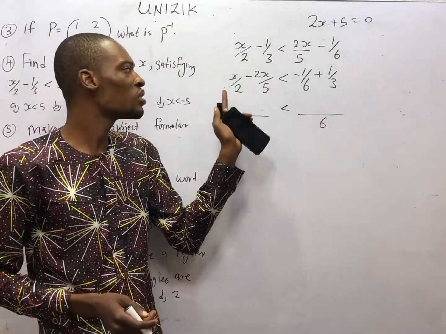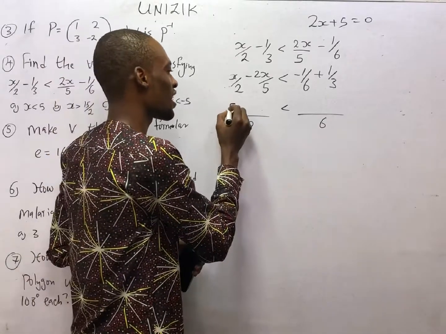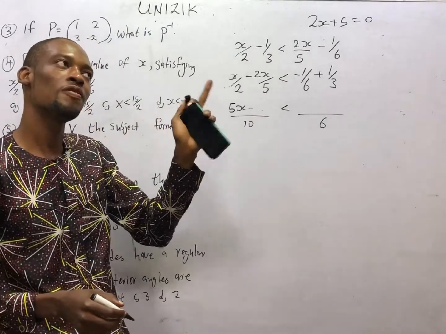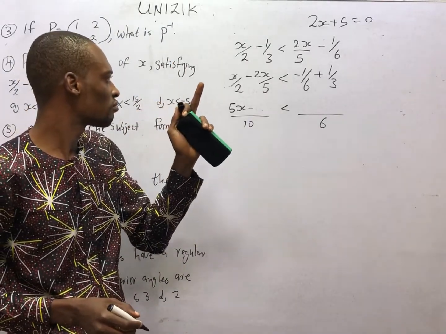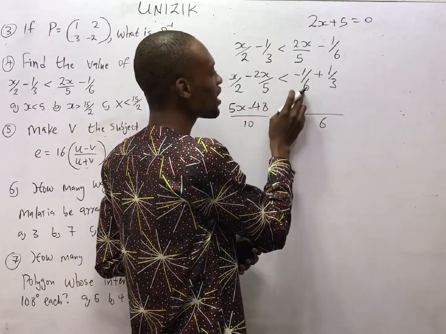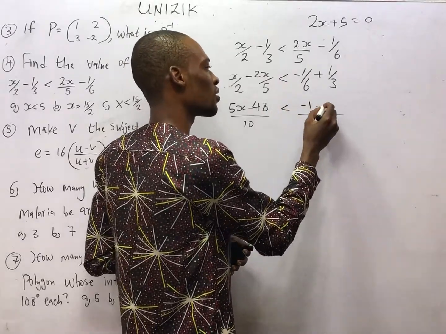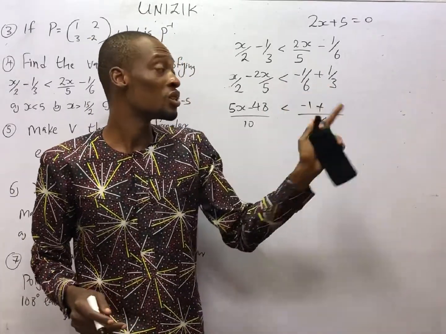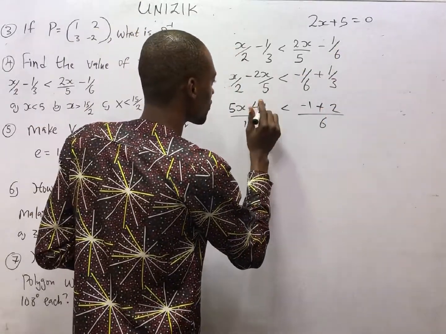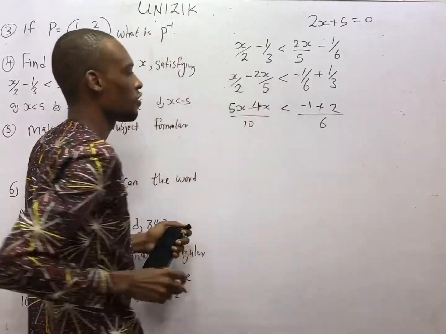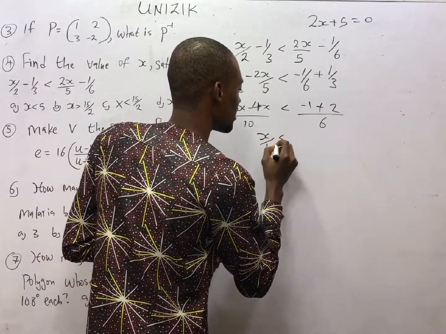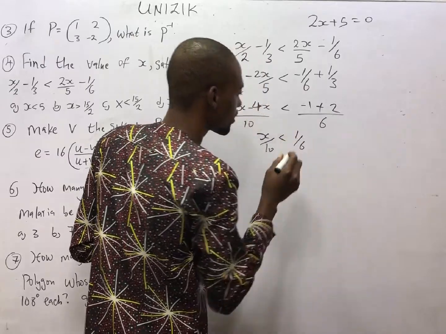So 10 divided by 2 is 5, 5 times s, 5s, minus 10 divided by 5 is 2, 2 times 2s, 4s. So here is 4s. So 6 divided by 6 is 1, 1 times minus 1, minus 1. Plus 6 divided by 3, 2, 2 times 1, 2. So 2. Then 5s minus 4s, s. So s over 10 is lesser than 1 over 6.